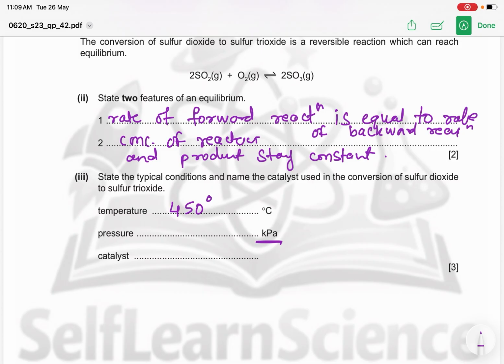According to that, the values will change. If it is in kilopascal, it is 200 kilopascal. If it is given in atmospheric pressure, it is 2 atm. If none of the units are given, you can write any value you want. But you have to always keep in mind, just see which unit is given. Next is the catalyst. We use vanadium pentoxide, vanadium(V) oxide.